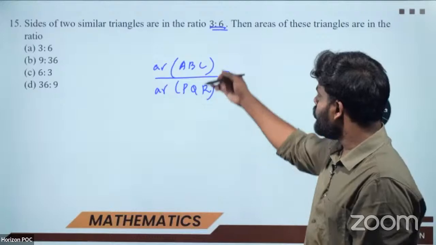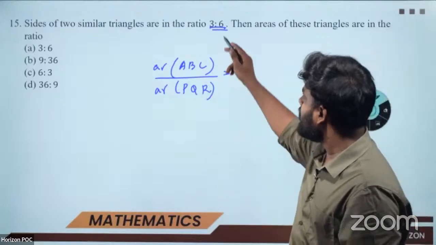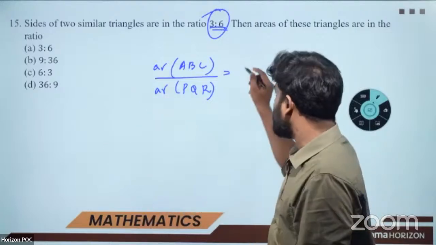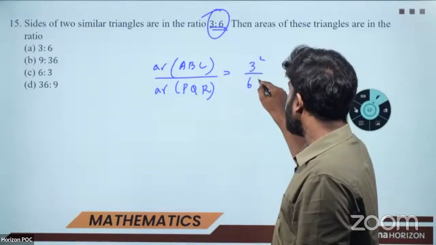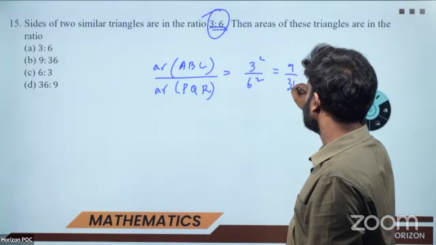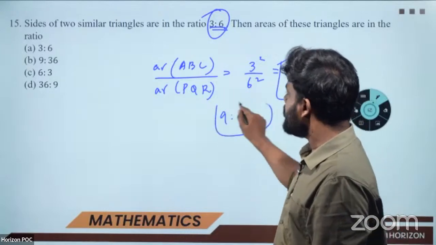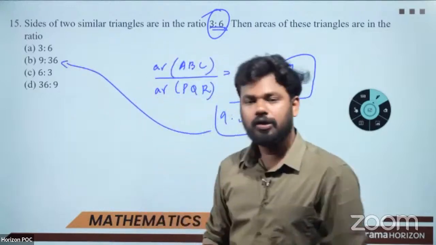Yes. So when you have two triangles, ABC and PQR, and their sides are in the ratio 3:6, what about their areas? Their areas will be the square of that. So 3 square by 6 square, that is 9 by 36. So 9 by 36, or in ratio, what can you write? 9:36, which comes over here. So that is option B.